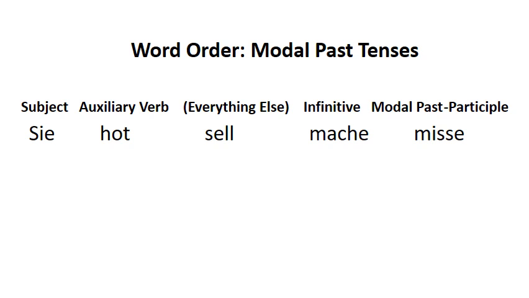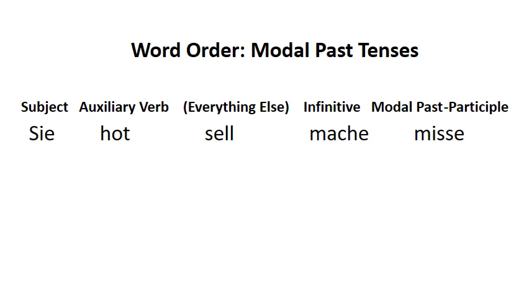But what happens now when the modal itself is in the past tense? Let's say we wanted to say something like, she had to make it. That's our kind of past tense of have to do something. She had to make it, or it was necessary for her to make it. We don't have a good way of making modals in the past tense often in English.